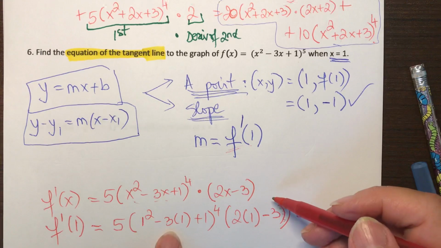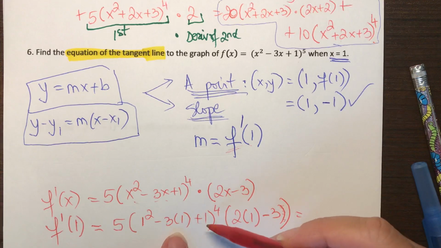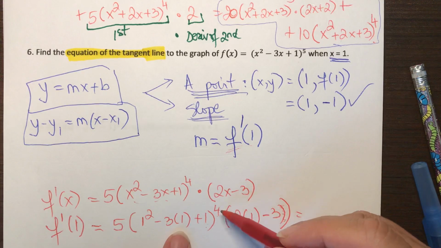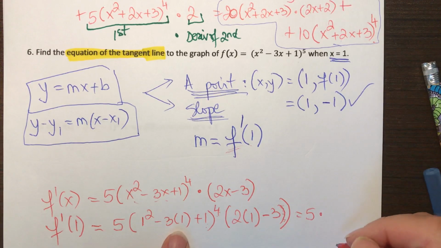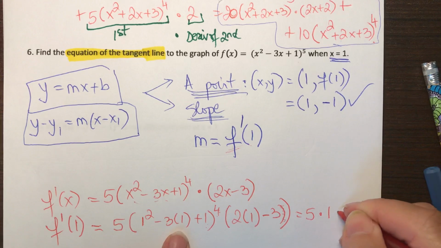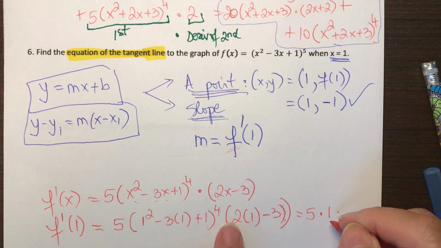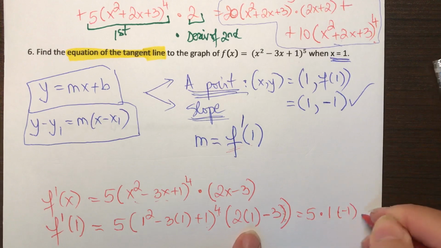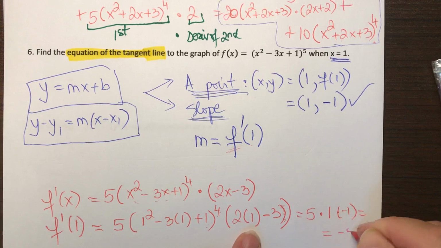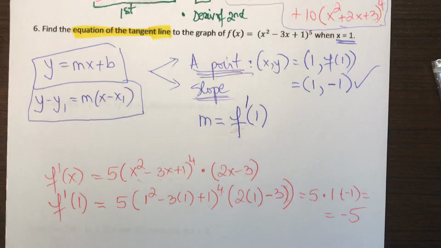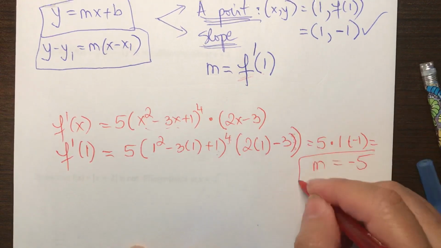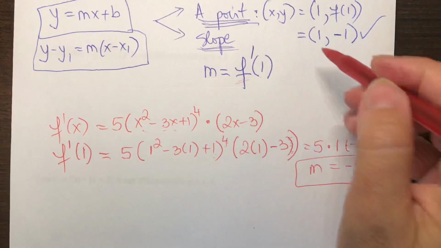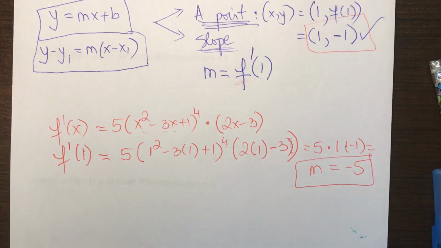Let's see, what do we get? Again, it's 1 minus 3 plus 1. That's 2 minus 1, which is negative 1. Negative 1 to the 4th power is a positive 1, times 5 is 5. So here, 5 times, that's a 1. 2 times 1 minus 3, that's a negative 1. So altogether, that's going to turn into a negative 5. So there you go. I have the slope. I have a point. I have the slope.